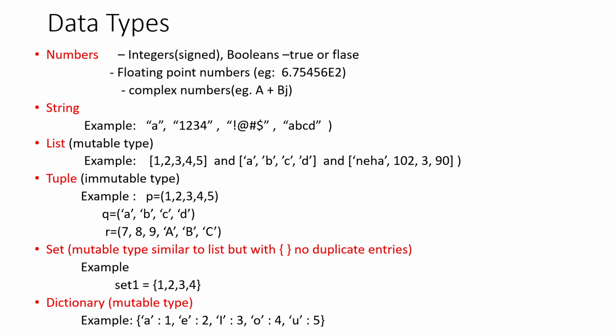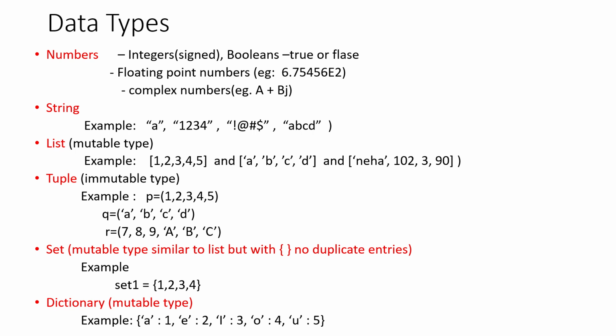Numbers, generally these are the integers, signed integers, booleans. Booleans take the values only true or false. Signed integers are plus 3 or simply 3, minus 3, like this. And floating point numbers, with a decimal part, 6.73, 3.14, like this. Complex numbers are of the form a plus bj, like this.